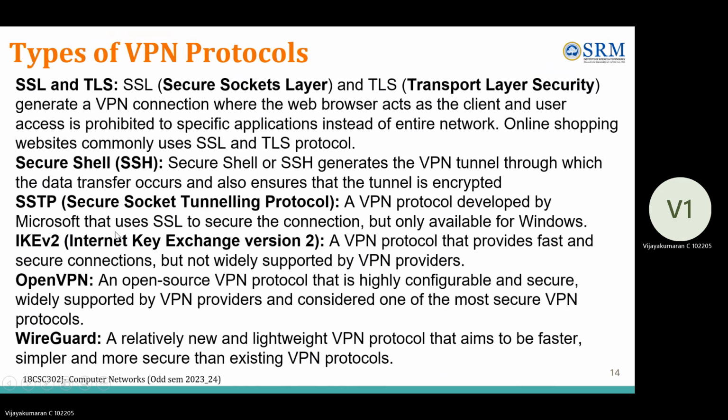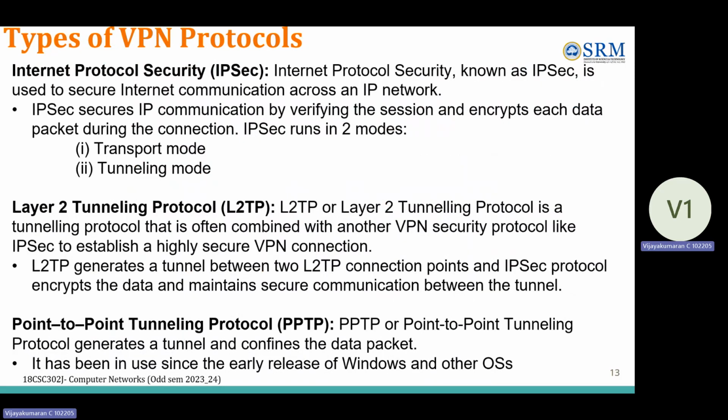Then we have different types of VPN protocols, just like the different types of VPN. The Internet Protocol Security is the most famous protocol that provides tunneling capacity to the VPN. So Internet Protocol Security, in short known as IPsec, is used to secure internet communication across an IP network, by verifying the session and encrypting each data packet during the IP connection between the entities.